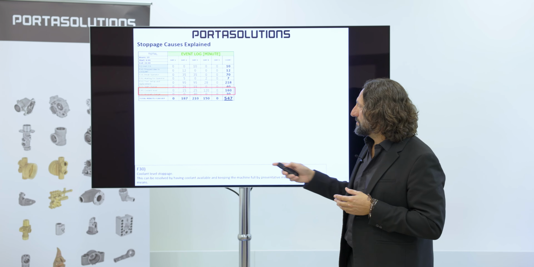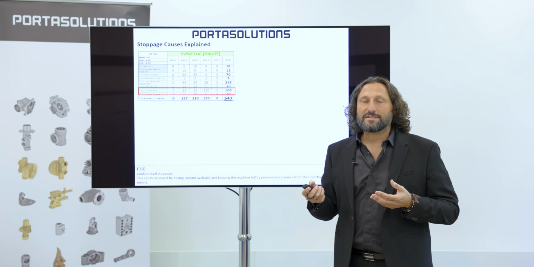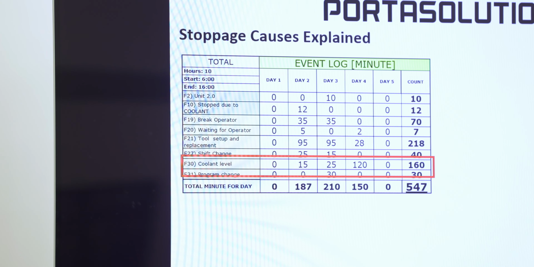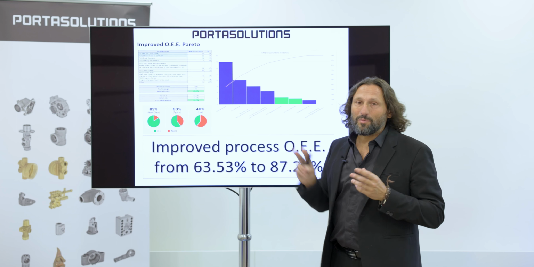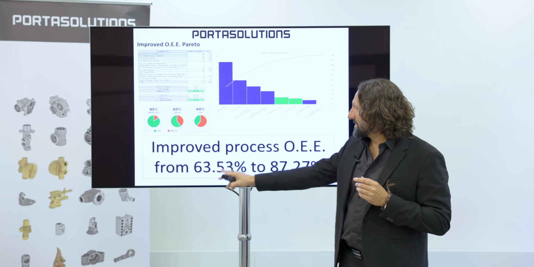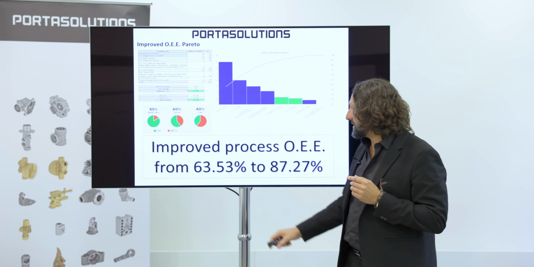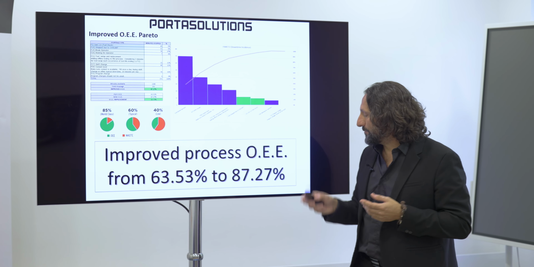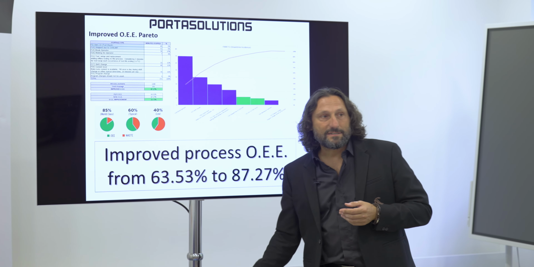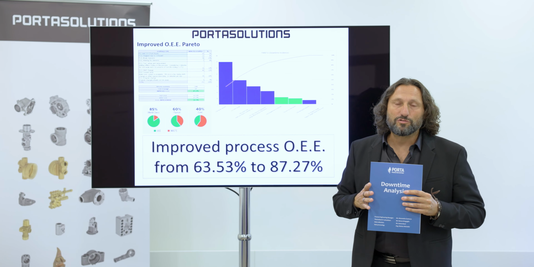The second cause was the coolant. Here we suggest an automatic filling of the coolant. There is a system that, once the machine coolant goes down, automatically fills up with new coolant. So even in this case, we solve the problem. So thanks to solving the first two problems, we went from 63.53% OEE to 87.27%.